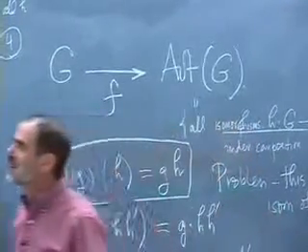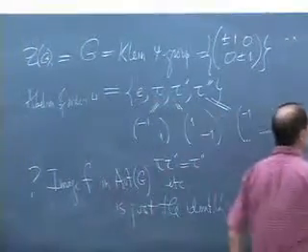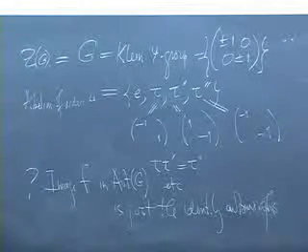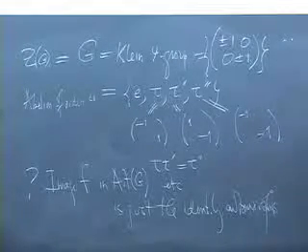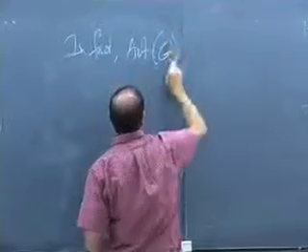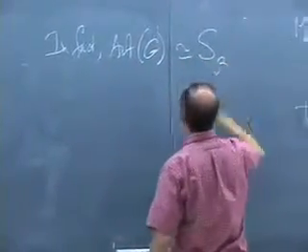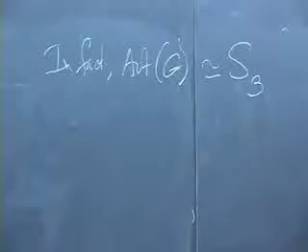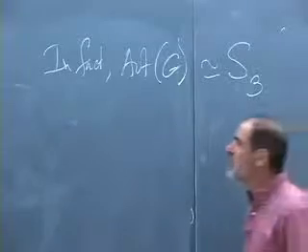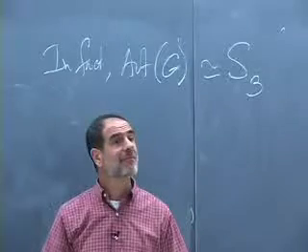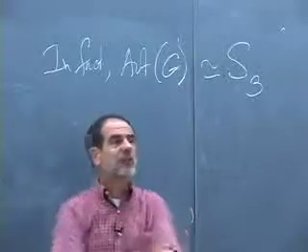On the other hand, I claim that this group has a non-trivial automorphism group. In fact, and this is a nice exercise, the automorphism group of G is isomorphic to the symmetric group on 3 letters. Well, how could that possibly be? I mean, how could I associate to an automorphism a permutation of 3 objects? Do I have 3 natural objects in this group?